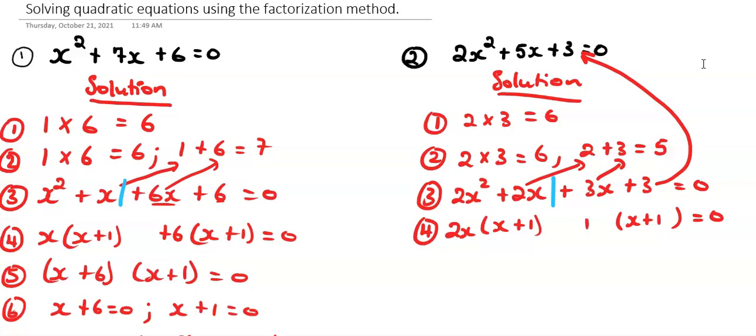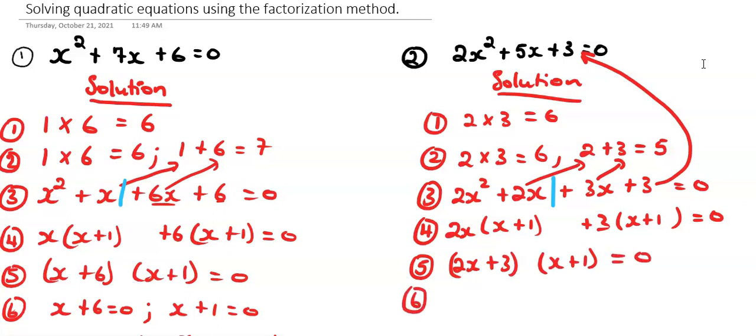Outside of our second bracket, guys, we're going to have plus 3. And we see why it's plus 3: 3 times x is 3x, and 3 times 1 gives us the 3. Step number 5, let's go ahead and write out our binomials. That is 2x plus 3 and x plus 1, and that is equal to 0.